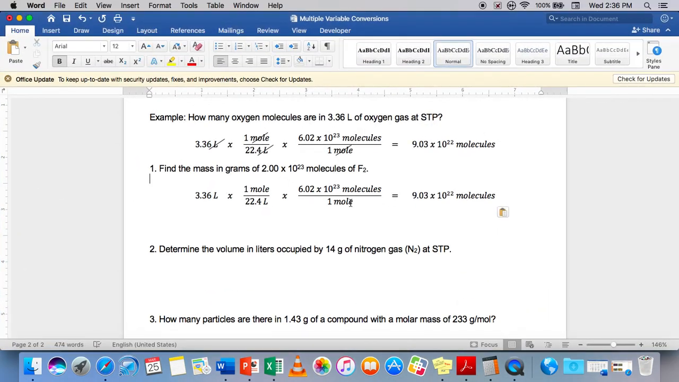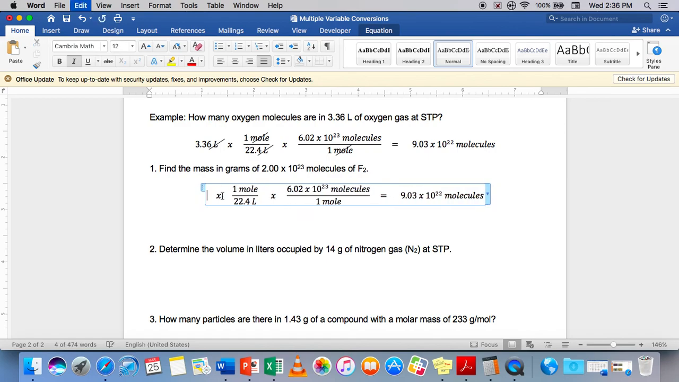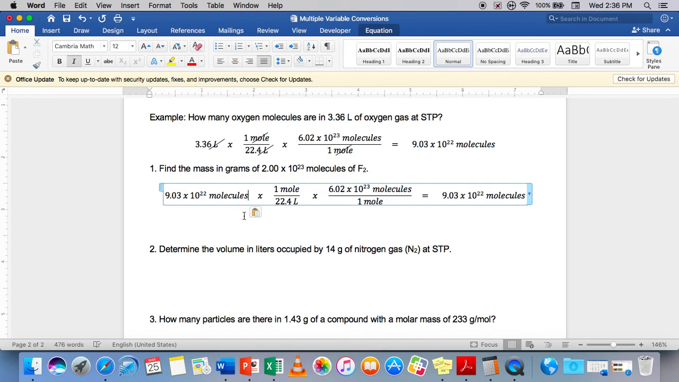Okay, so I am going to copy this here, so I can get my starting point. No point in retyping it all. Okay, but I'm going to type out 2.00 times 10 to the 23rd molecules. So that is my starting point.